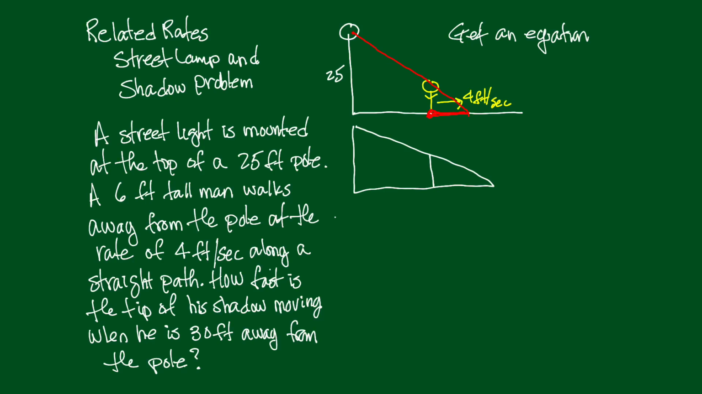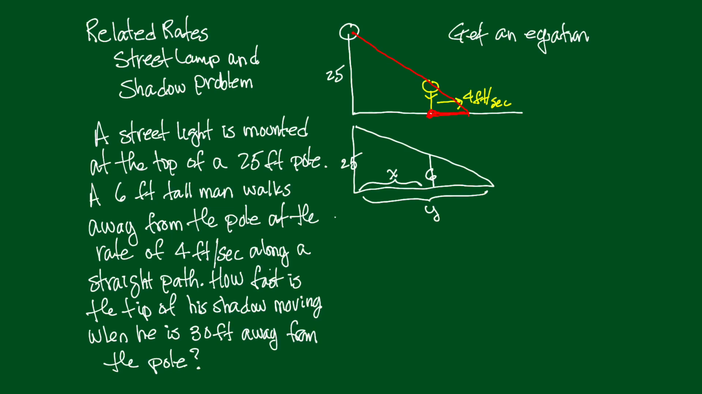So I'm going to let this distance right here be x. And then I'm going to let this entire distance here be y. And this is 25. And this one, now I know what that one is, right? That's 6. That's another constant.